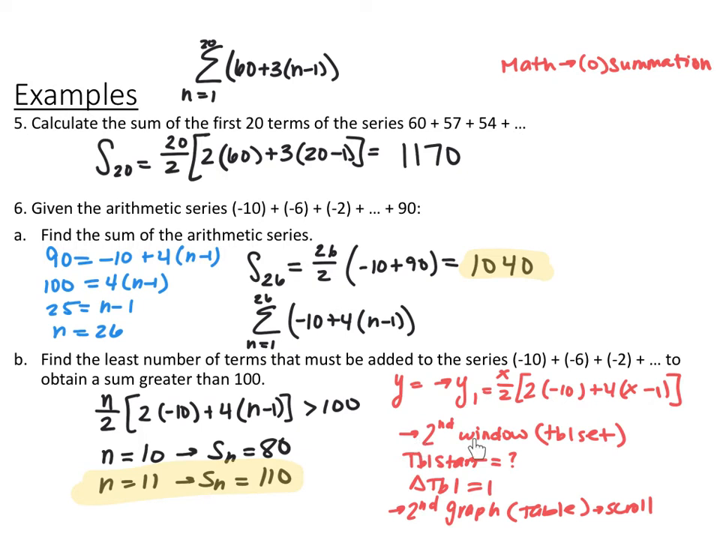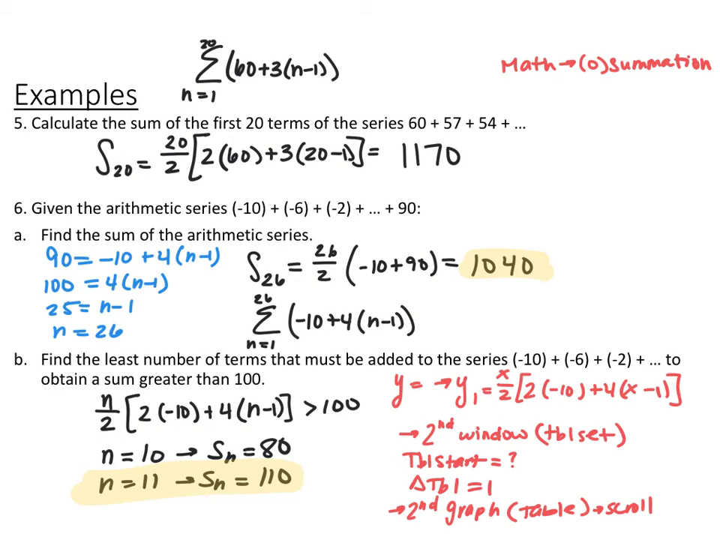So if you go to second window, which is table set, you want your delta table, so that's how many x values it goes up by, to be 1, because in a series or a sequence, your n's can only go up by 1. And then your table start, we know that at n equals 26, it's over 1,000, and we only need it to be over 100. So I would say maybe like 5 or something like that, something small. And then once you have that set up, go to second graph, which is table, and you want to look at the y1 until you have a y value that's bigger than 100.